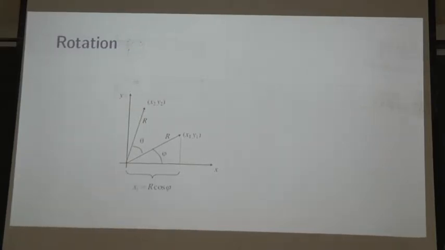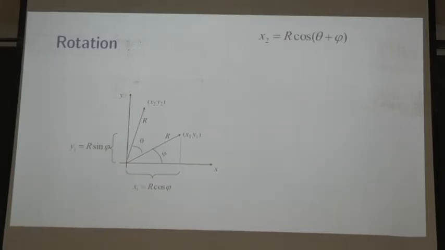This is r cos of phi. Okay. It's x1, but it's r cos of phi in terms of those parameters. And what is this length? This is y1, which is r sine of phi. Yeah, agreed? Everyone agrees with that?